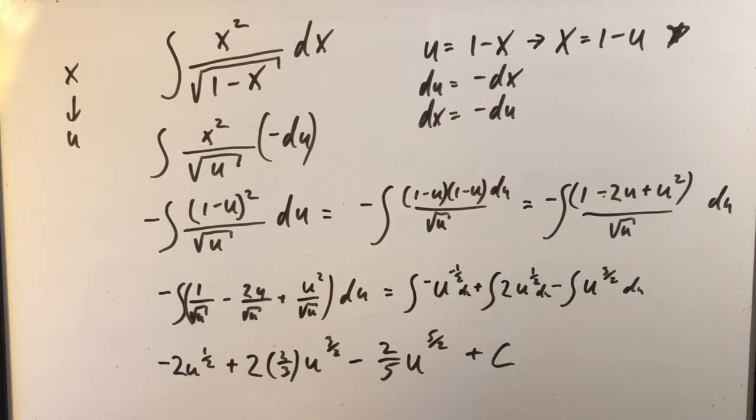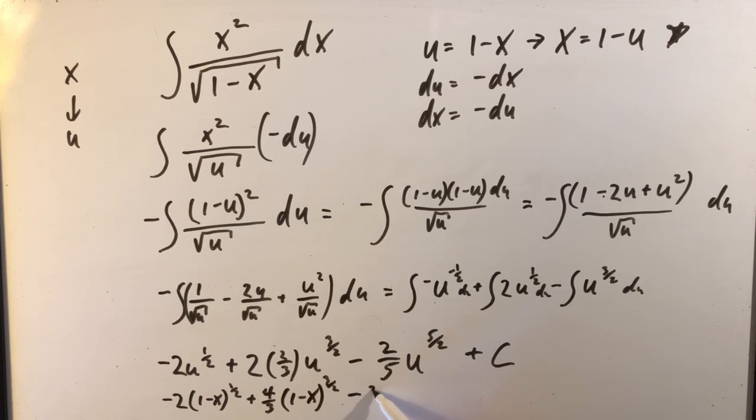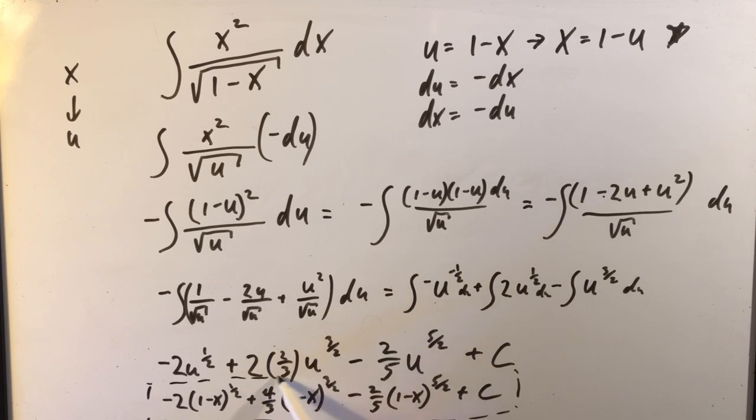So u is going to be 1 minus x. So negative 2 times 1 minus x to the 1/2 plus, and this is 4/3 times 1 minus x to the 3/2 minus 2/5, 1 minus x to the 5/2 plus c. And so that is your answer.